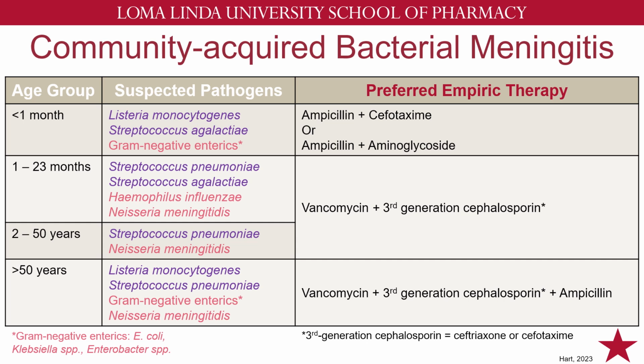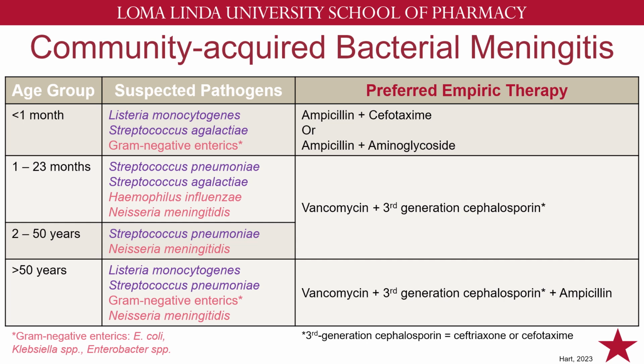For our next age group, 1 to 23 months, again, these are the organisms we're going to empirically cover for. And so you'll notice that our empiric therapy is going to change a little bit. Since we lose the Listeria and these suspected pathogens, we do not need to start ampicillin in these patients. However, since we gain Streptococcus pneumoniae, we do need to add vancomycin, and I'll explain a little bit as to why when we look at definitive therapy. And then we'll retain a third generation cephalosporin. In this case, we can use ceftriaxone or cefotaxime.